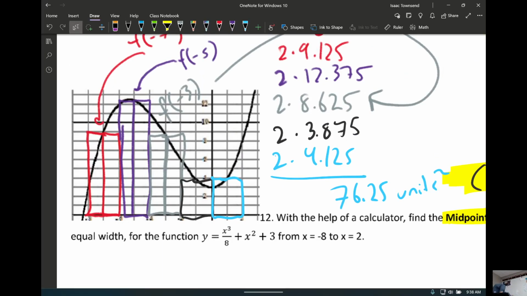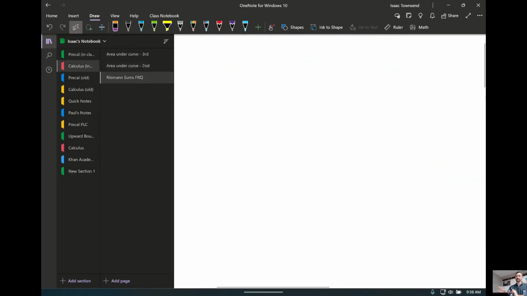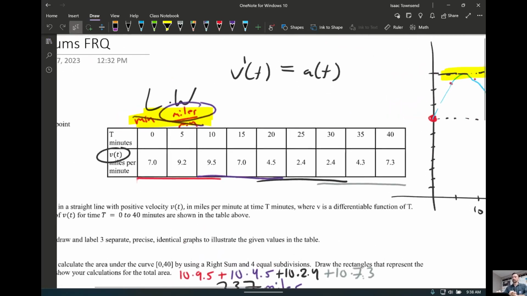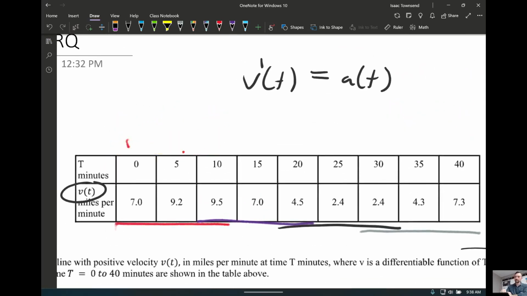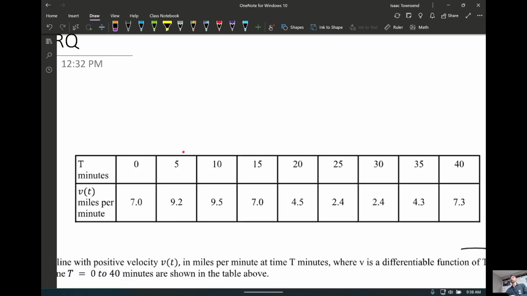And then I'd like to talk about the back page for a moment. The back page is in table format. And honestly, this is probably the most likely way you will see this in the future. This is how the AP test likes to do it, because they can easily ask you to do a midpoint sum and not expect you to get out a calculator and not expect you to mess with messy decimals like that last question. All the information's right here.